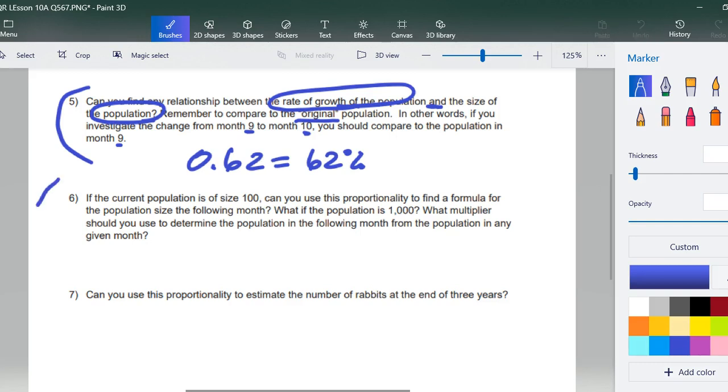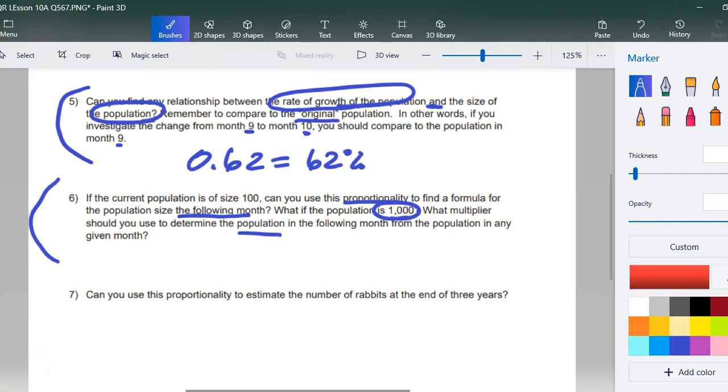So then question 6 says, if you have a current size of 100, can you use this proportionality that we just found to find a formula for the population size for the following month? In other words, what if the population was 1,000? Use the multiplier. What multiplier should you use to determine the population for the following month in any given month?